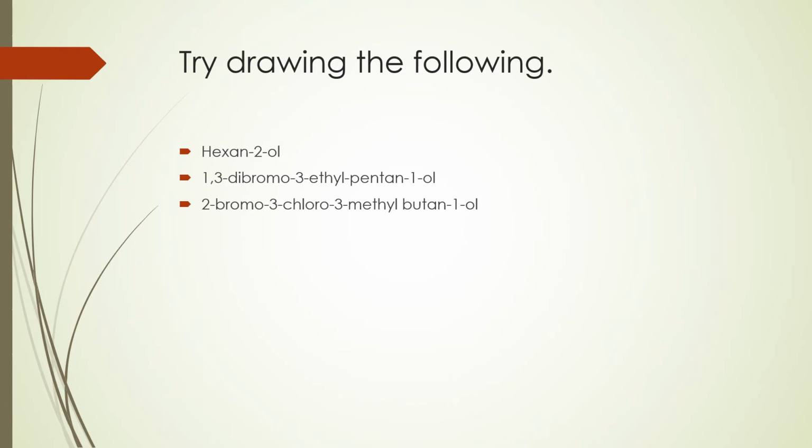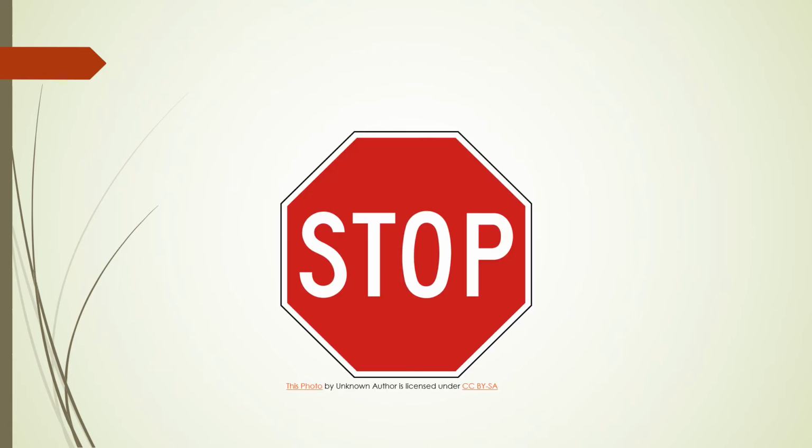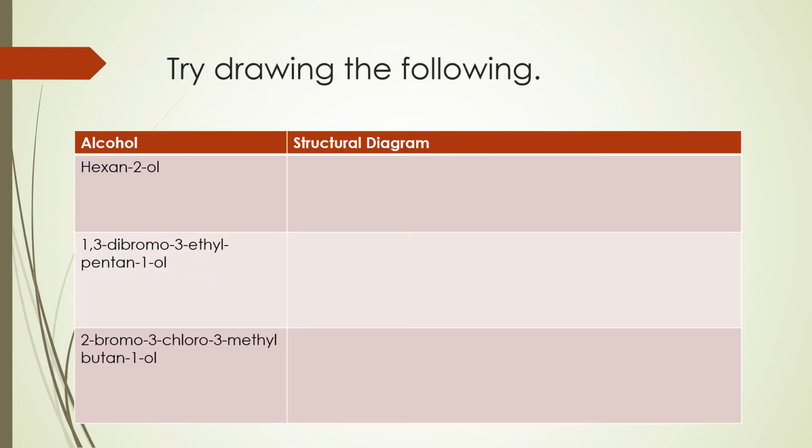Now let's try drawing some alcohols ourselves. Stop the video and have a go. So the structural diagram for hexanol: 1, 2, 3, 4, 5, 6. On carbon number 2 is the alcohol group, and then put the hydrogens on.